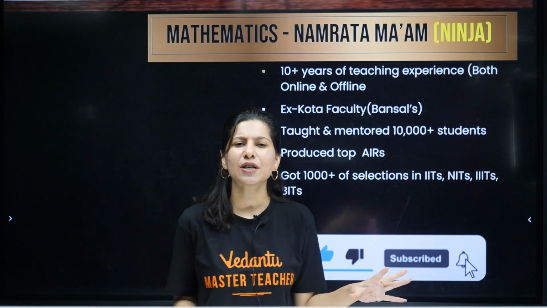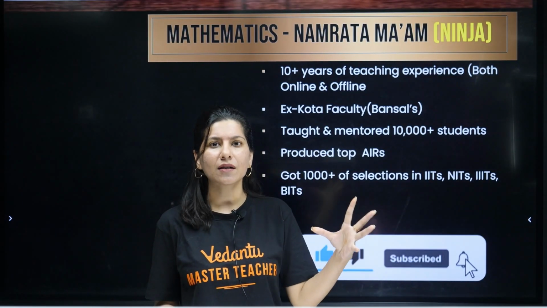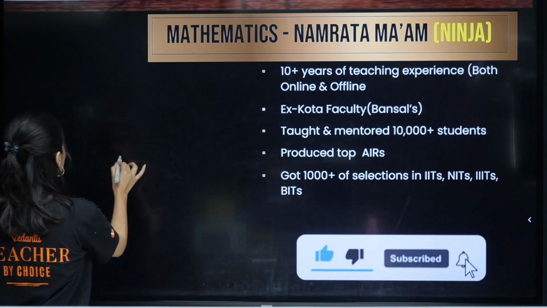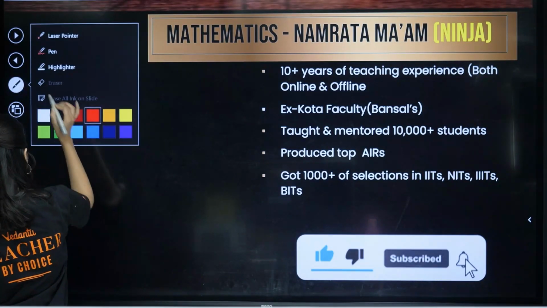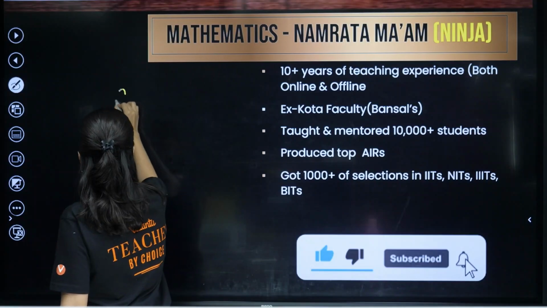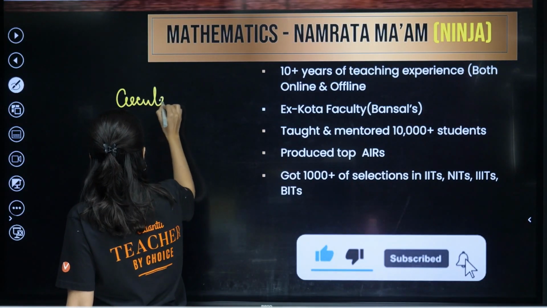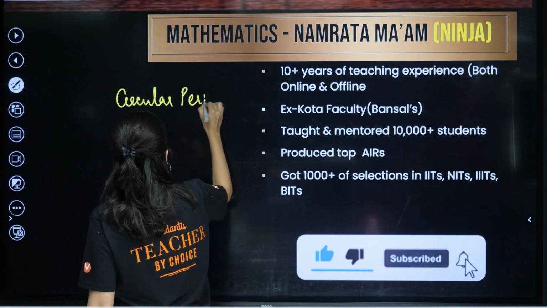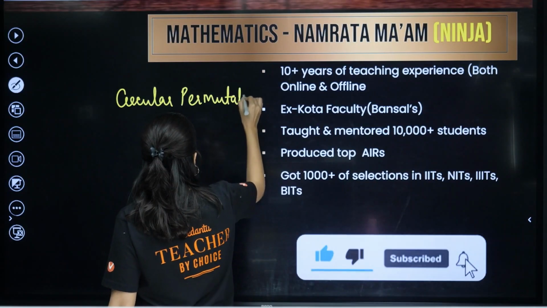Basics of permutation and combination is already covered in part number 1. So this session is going to be about part 2. What we are going to cover in this session, let me tell you. We will start with circular permutation.